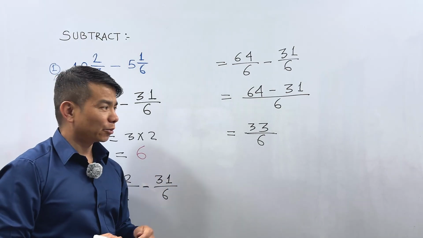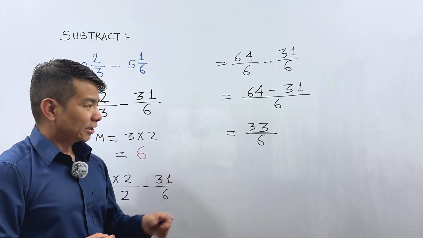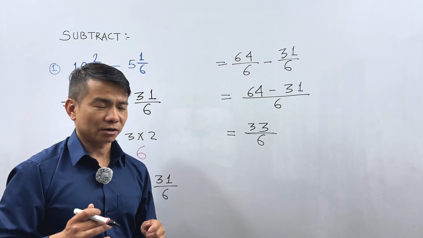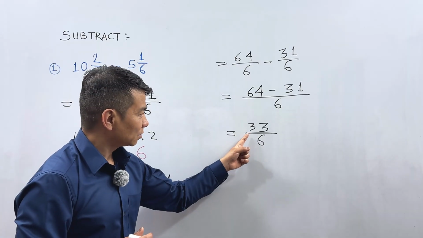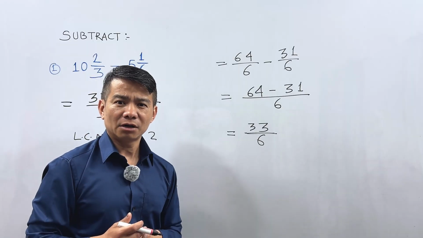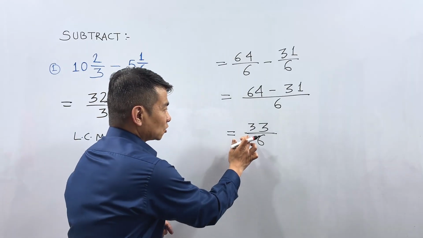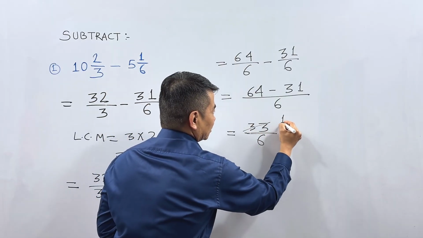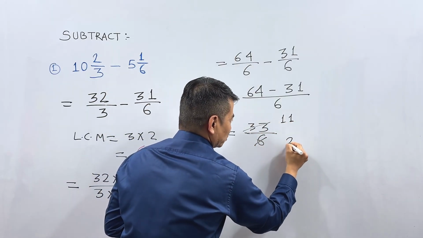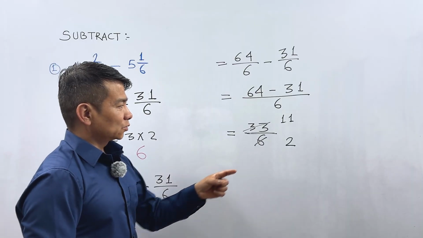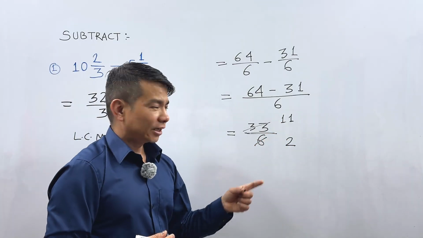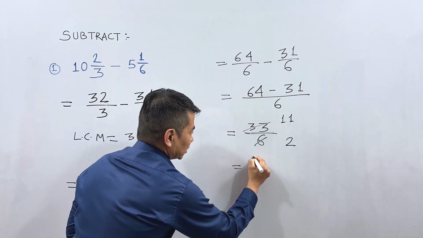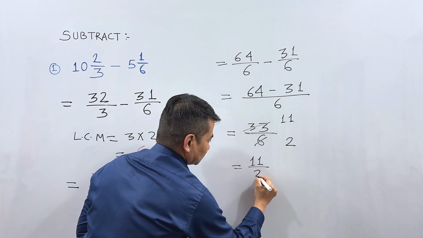Now comes another important step. Here we have to check whether these numbers are in lowest form or not. That means whether these two numbers are divisible by any other number or not. Since we can see 33 and 6 can be divided by 3, that is 3 times 11 is 33 and 3 times 2 equals 6. So now we have 11 and 2, and these two numbers cannot be divided by any other number. So this is our lowest form, 11 by 2.